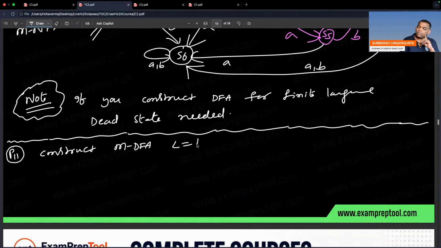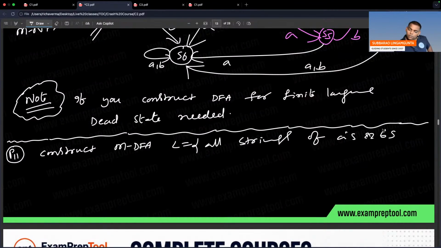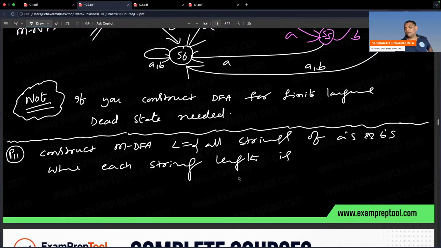for the language L equal to all strings of A's and B's where each string length is at least 3.